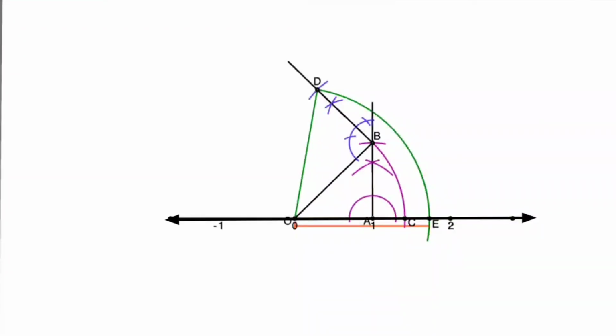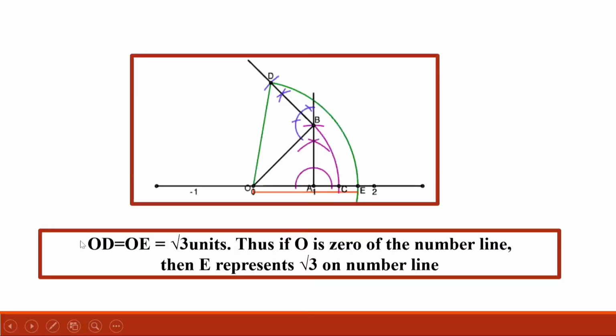So your final answer has to be what? Your final answer has to be OD is equal to OE is equal to root 3 units. Thus, if O represents the 0 on the number line, then E will represent root 3 on the number line. There's another way of construction of root 3 on the number line. Let me share that also with you.